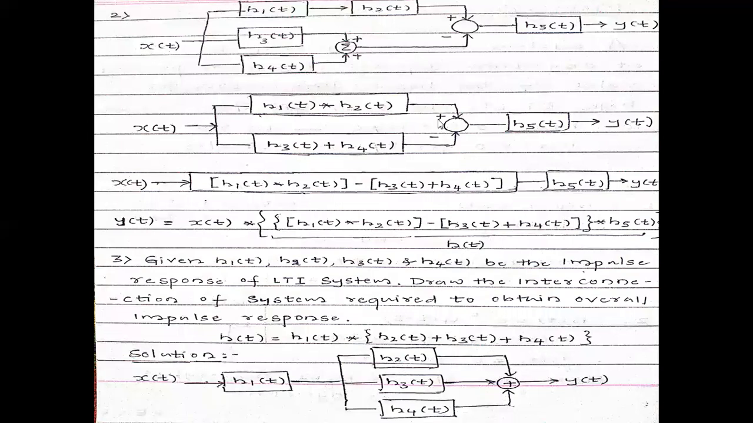So we have another example here where the h1 of t and h2 of t are connected in series, and h3 of t and h4 of t they are connected in parallel. So now let us simplify the systems which are connected in series. So h1 of t and h2 of t, since they are connected in series, their overall response will be h1 of t convoluted with h2 of t. And coming to here, h3 of t and h4 of t, they are connected in parallel. So their overall response will be h3 of t plus h4 of t.